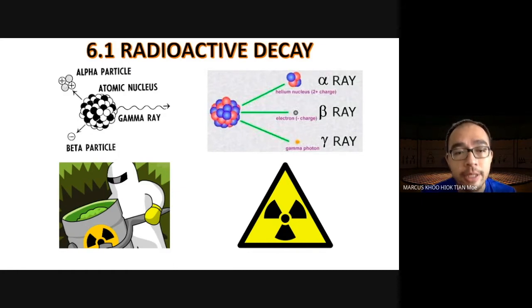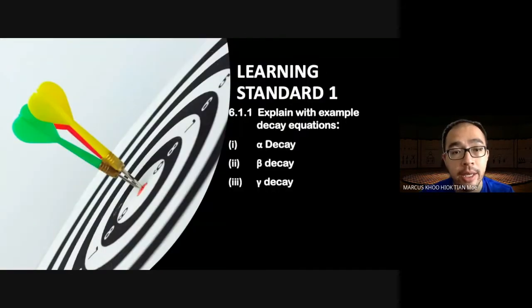Especially certain materials, certain elements, are more radioactive because they produce these rays: alpha ray, beta ray, and gamma ray. It's quite easy to remember. Alpha decay will produce an alpha ray, beta decay will produce a beta ray, and gamma decay will produce a gamma ray. Very natural.